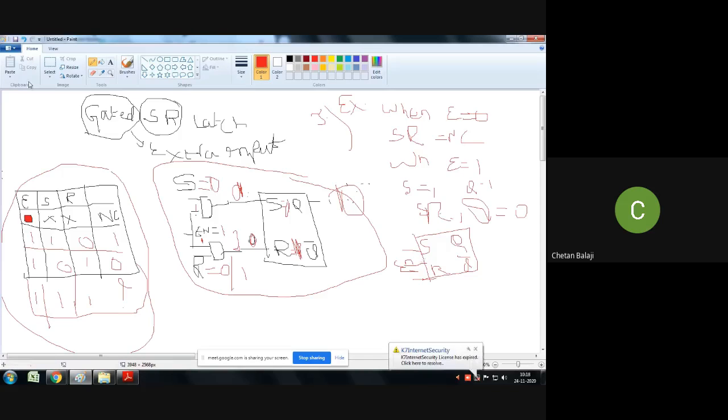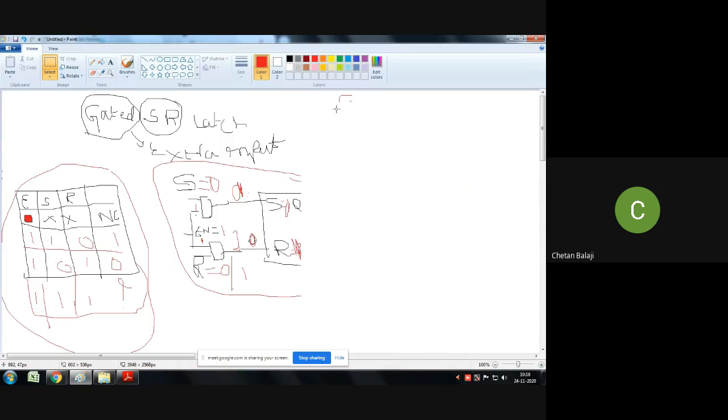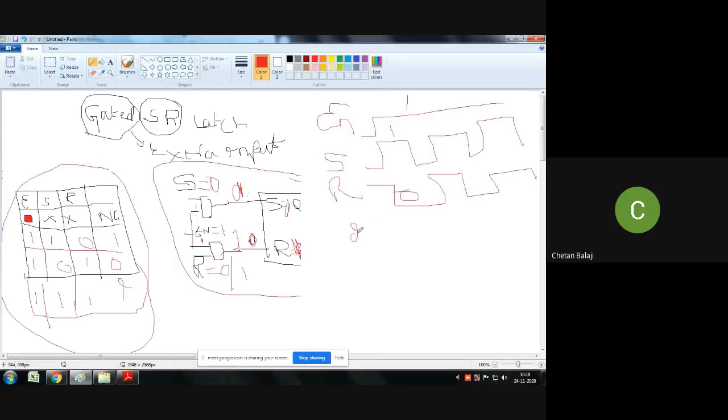Okay, now the waveform. Look, first thing you need to write is enable. But what you do, you make enable as 1 always. Now you write S. Now you write R. Since S is 1, R is 0, my Q is equal to 1. Since S is 0, R is 1, my Q remains back at 0.